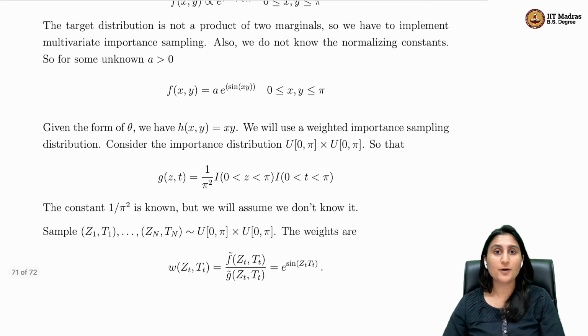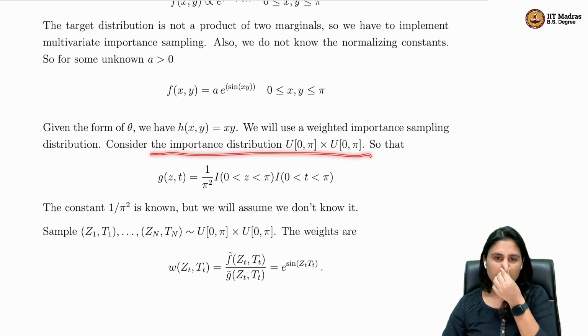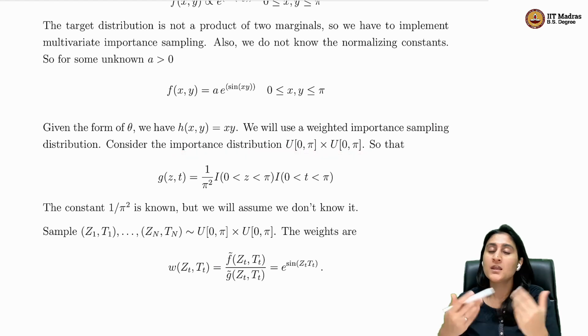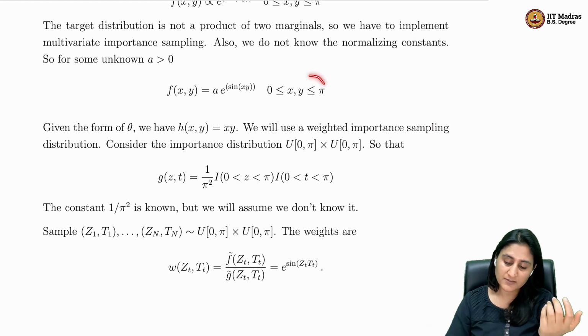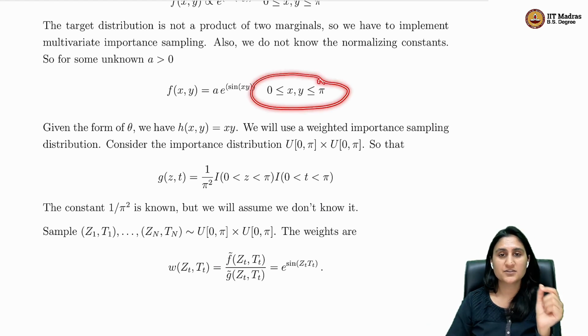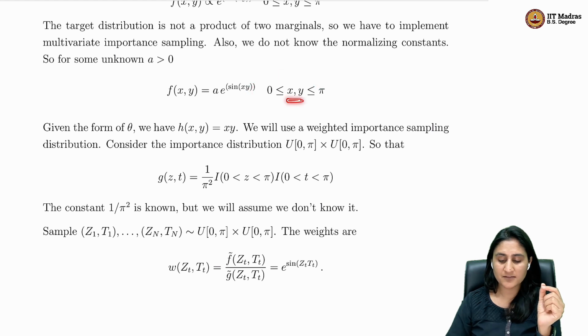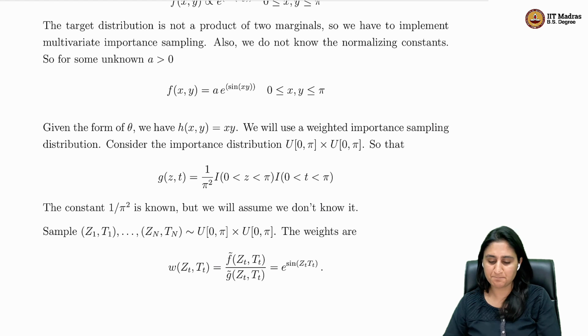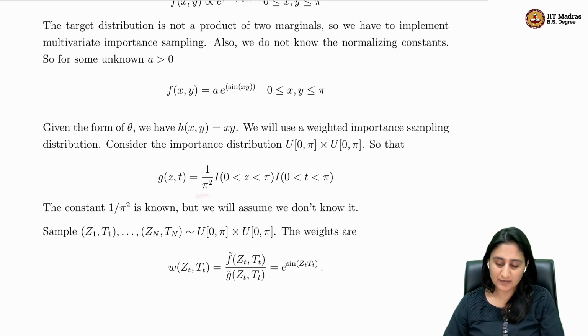Now consider a proposal distribution, or an importance distribution, to be the uniform distribution on 0 to pi and 0 to pi. The proposal distribution needs to be defined on the same support as my target distribution, which means x and y are between 0 and pi. So let's say I propose the uniform distribution between 0 and pi, so that g of z comma t is 1 by pi squared, times the indicator that z is between 0 and pi and t is between 0 and pi.